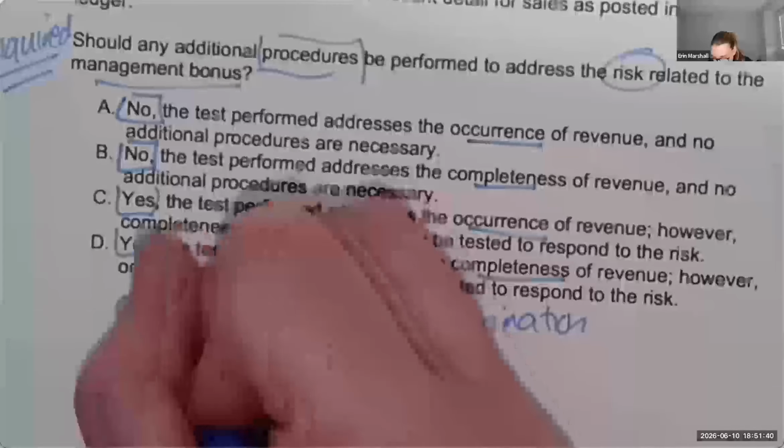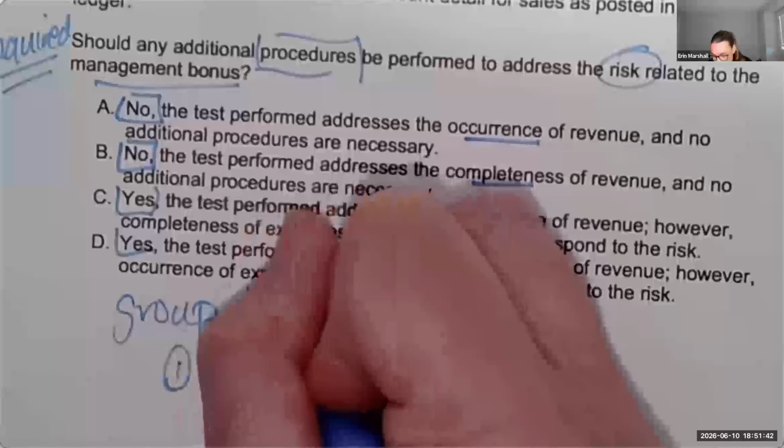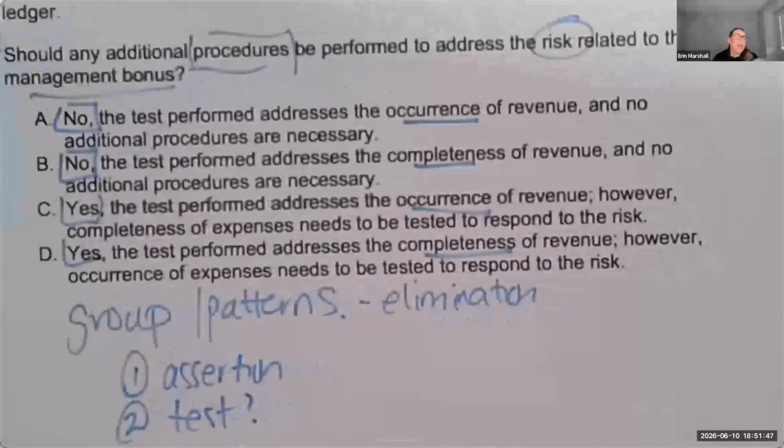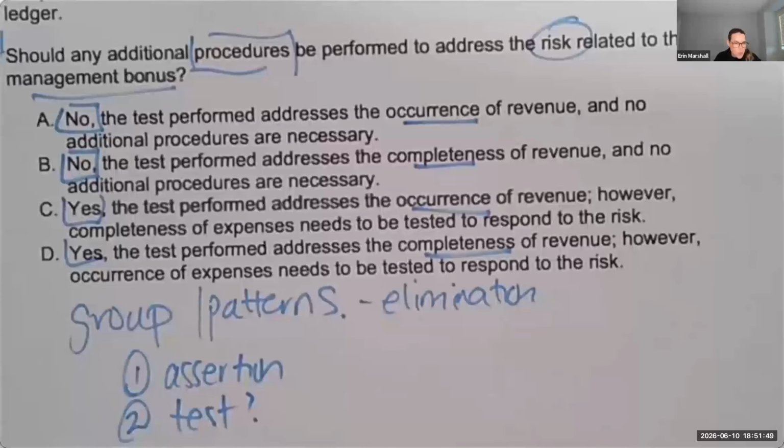So for example, here, the first, I've got to figure out the assertion. And two, I have to figure out, do I need another test? And those are going to have different answers. So for this one, I might need to read the whole actual question. For some of the other ones, I won't. But I need to answer two things here in order to eliminate.